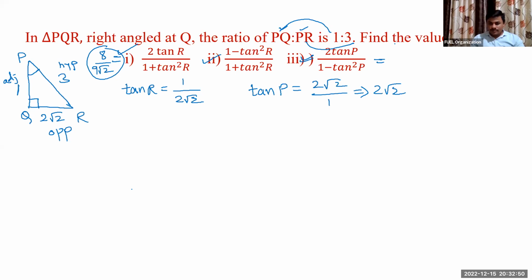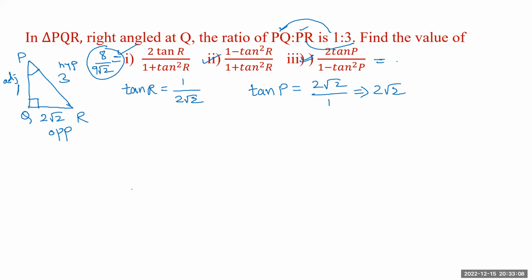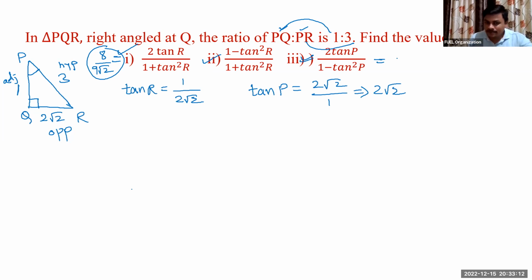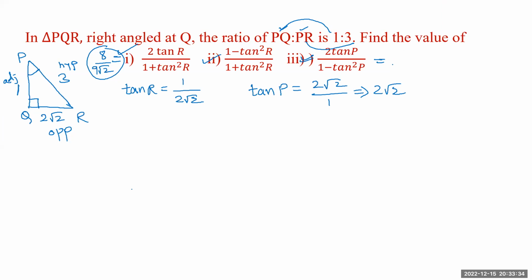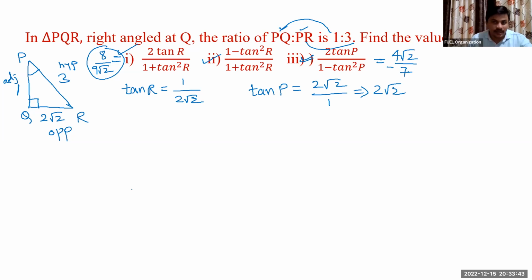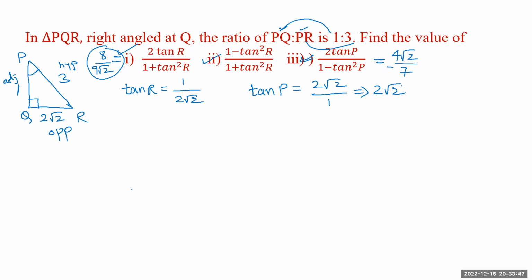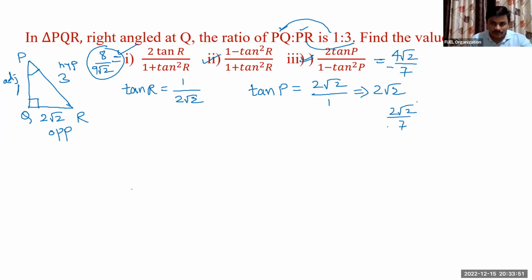Yes, what answer will you get after solving? Yes, anyone got the answer? Yes? I got 4 to the minus. Your voice is breaking, please repeat again. I don't know if it's correct, I got 4 root 2 by minus 7. 4 root 2 divided by minus 7. Okay. Any other answer? Sir, 2 root 2 by 7. Okay, two answers.